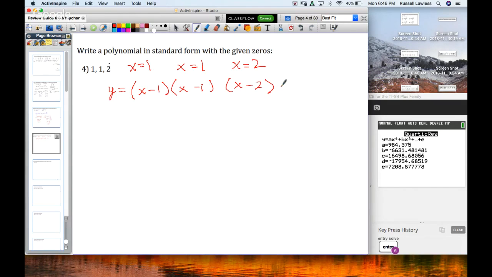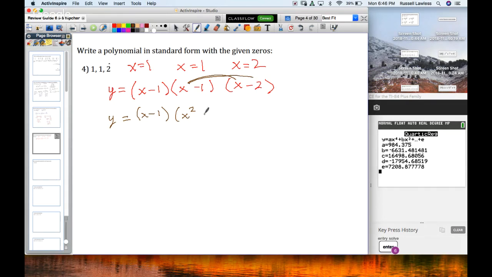And so what we're going to do now is we're not looking for zeros, we're looking for our polynomial. And so for our polynomial, to find that, what we're going to do is distribute the first two. So I'm going to do x times x. So I'll bring down this x minus 1. I won't use that first. I'll use that later. So I'll do x times x to get x squared.